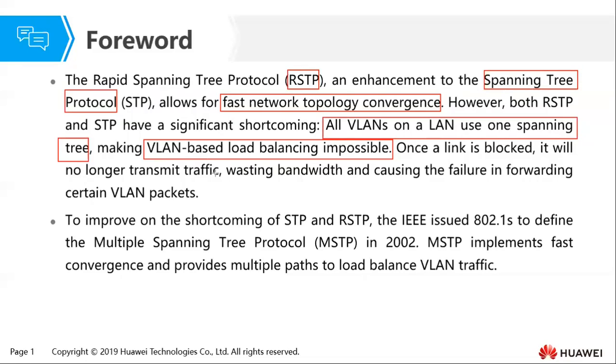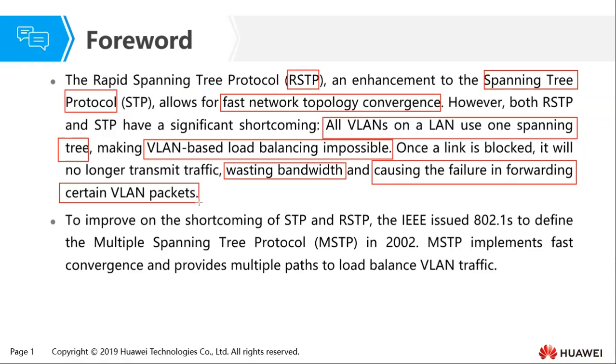So after we've disabled a certain port, if it's an alternate port, then it's on blocking state, it cannot transmit traffic. When it does not transmit traffic, it actually wastes bandwidth. And it can also cause failure in forwarding certain VLAN packets, as we are going to show you in a short while.